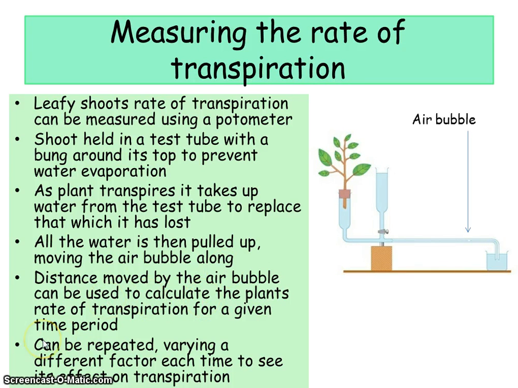Okay, so please remember, osmosis: movement of water from high concentration to low concentration across a partially permeable membrane. Transpiration is the movement of water from the root hair cells up through the xylem cells and into the leaf cells for photosynthesis, or out through evaporation.